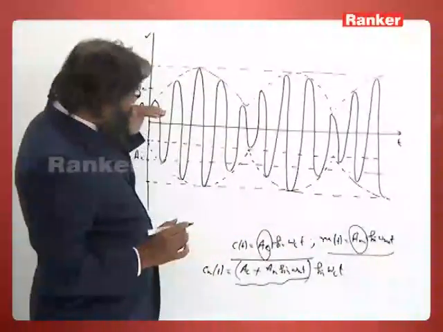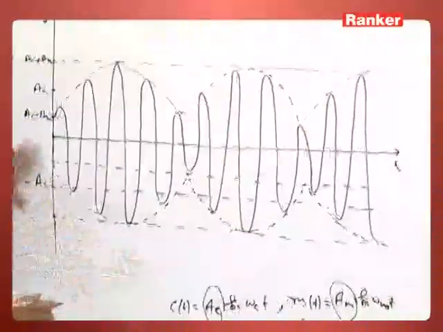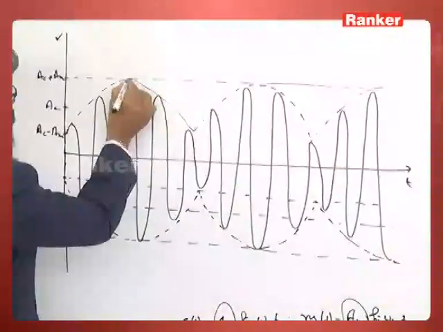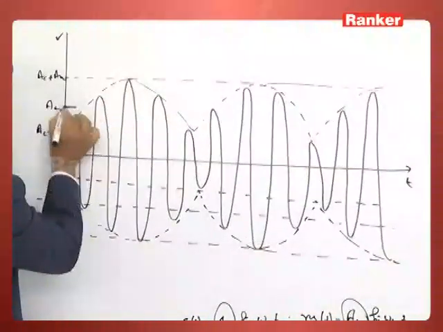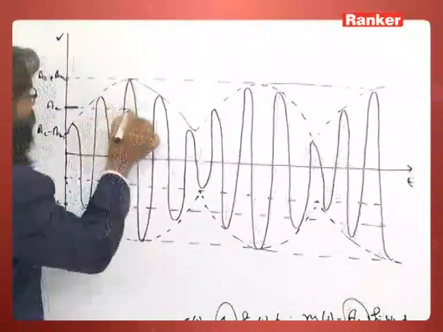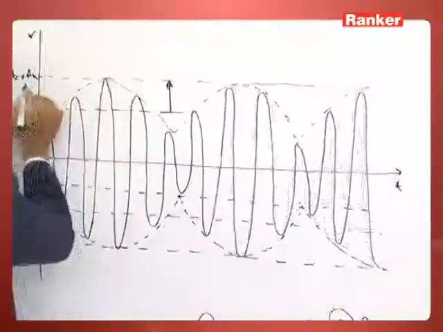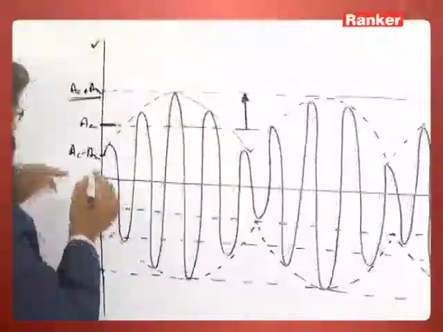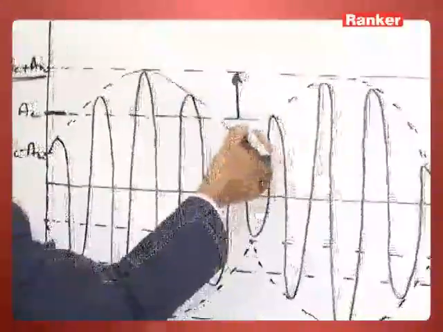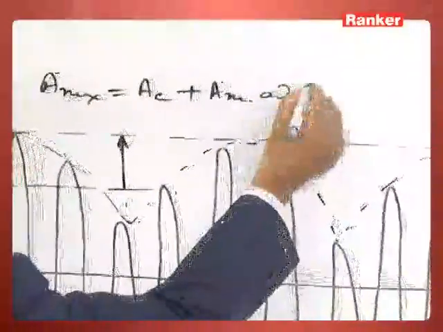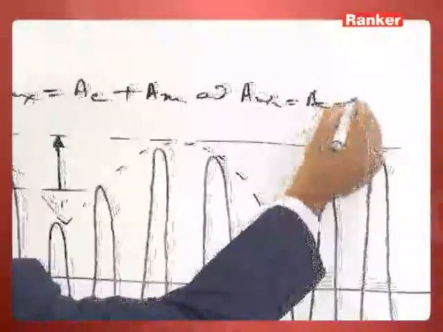So you see, please concentrate here, in this whole region. The maximum amplitude, this is the carrier amplitude. This AC is the carrier amplitude. So what happens? The maximum amplitude is AC plus AM and the minimum amplitude is AC minus AM. So A max is carrier amplitude plus AM and A min is equal to AC minus AM.